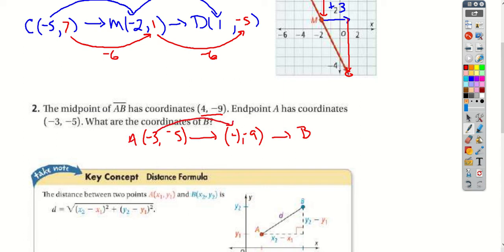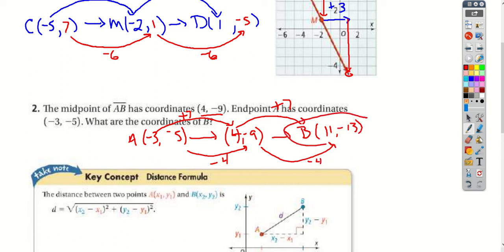To get from -3 to +4, we're adding 7. So we're going to add 7 more, and 4 plus 7 is 11. From -5 to -9 is going down 4. We're going to subtract 4 more, and that puts us at -13. And there's my answer.